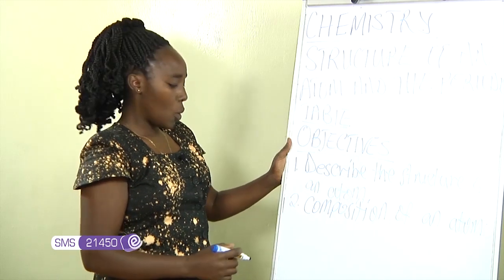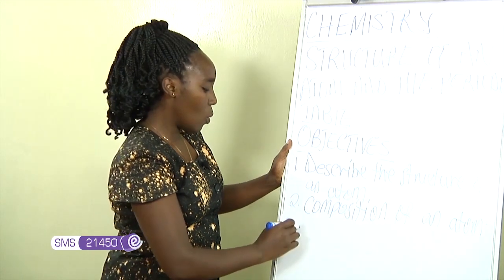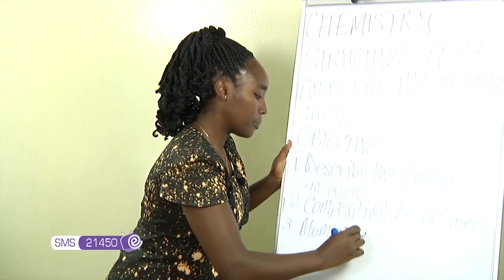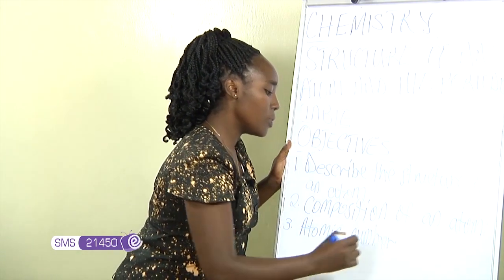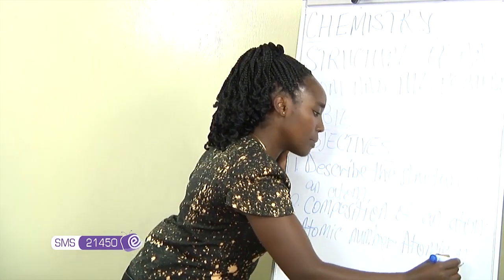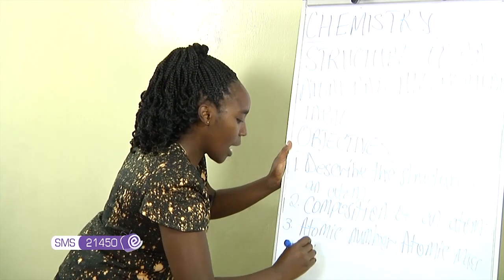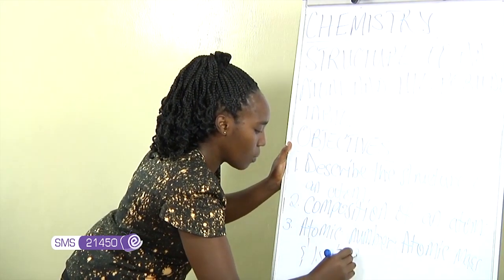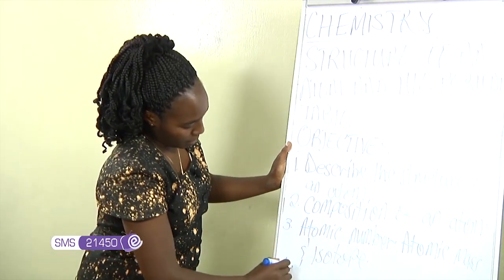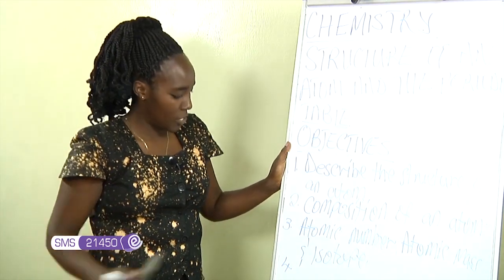On the atom also, we need to describe or define a number of terms. We need to know what we mean by atomic number. We also need to define the atomic mass, and we need to define also what an isotope is.